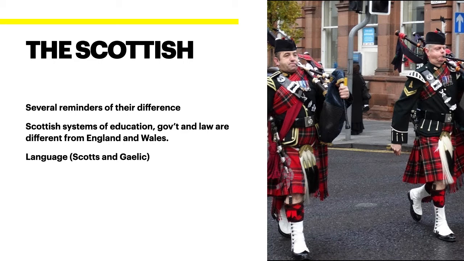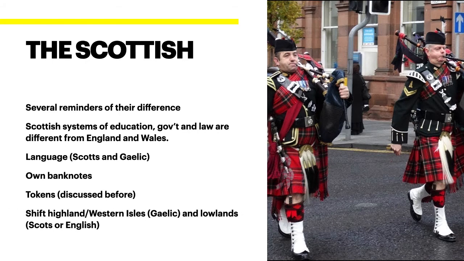Now, the first language is, of course, Scots, which is actually a Germanic language very similar to English. And of course, you have Scottish Gaelic, which is a completely different language, much closer related to, for instance, the Gaelic that's spoken in Ireland or Irish. Scots also have their own banknotes. They have their own money. And of course, they have different types of tokens of Scottishness that we've talked about before. For instance, of course, bagpipes, kilts, different foods, haggis. But there is a big difference between the Highland and the Western Isles, which is more Gaelic, and the Lowlands, which is more Scottish or English.